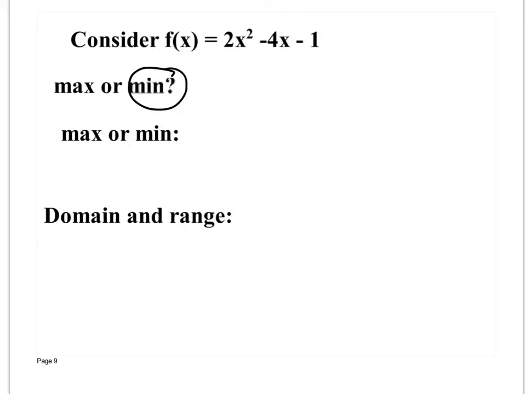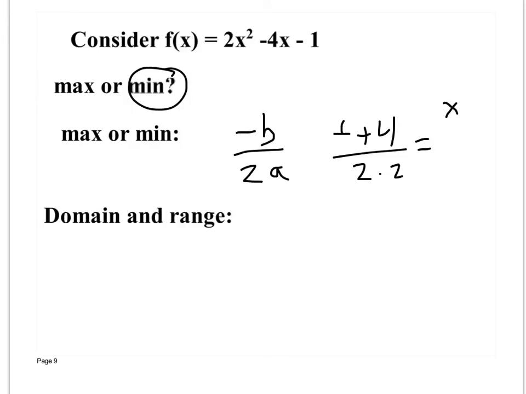Then the second part of the question is to state the maximum or the minimum value, which this would be the minimum value. We do that by first finding the x-coordinate of the vertex, using the axis of symmetry formula, which is negative b over 2a. So you have negative 4 over 2 times 2. So your x-coordinate is 1, because 4 divided by 4 is 1. You plug that in for x and figure out what your y-coordinate is. That's your minimum value in this case.